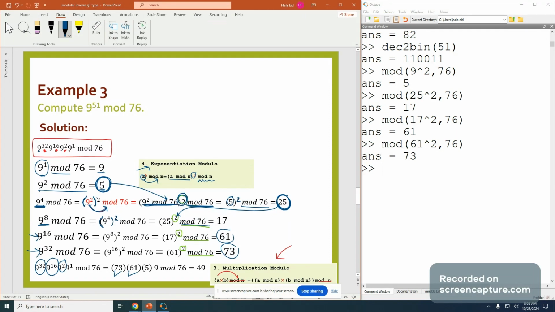9 to the 2 mod, the answer is 5. So I put 5. 9 to the 1 mod, the answer is 9. I put 9, and then don't forget about the mod 76.